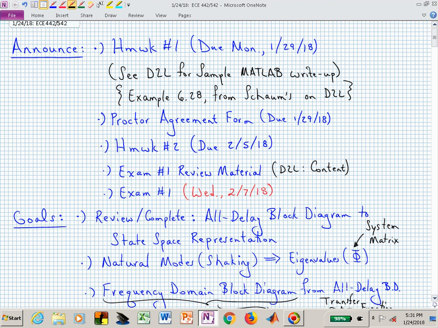Proctor agreement for those that are online, that's due on Monday as well. Homework 2 has now, I believe I've posted that, and that's in Unit 2. And exam number 1 review material, you might start looking to make sure you have access to that. It's there, because exam number 1 is coming up probably sooner than we think, and that's the 7th of February on a Wednesday.